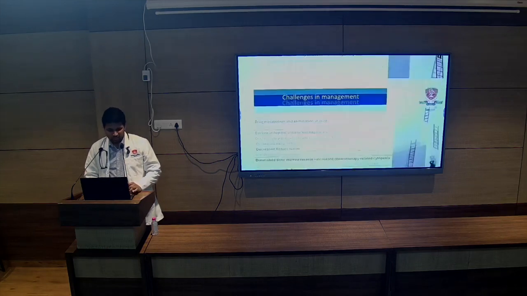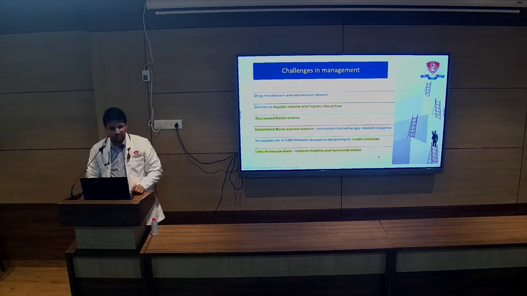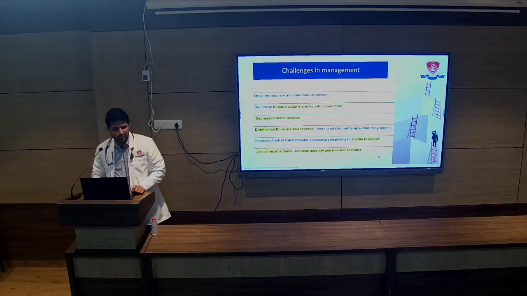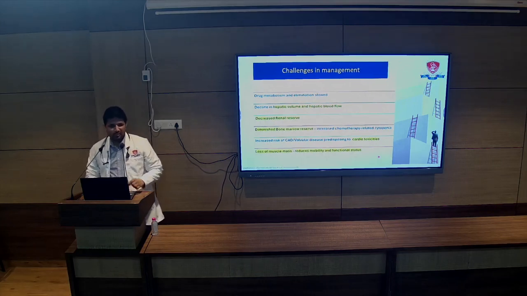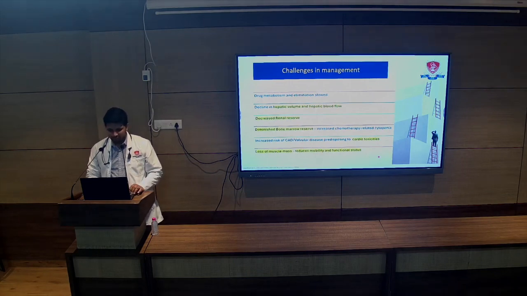And if we talk about aging-specific challenges, that can be due to altered or slowed metabolism, which can be due to reduced hepatic, renal or bone marrow reserve, and it can lead to increased chemotoxicity risk and cardiotoxicity. We also see increased prevalence of sarcopenia in these patients, and whenever these patients get chemotherapy, the sarcopenia prevalence and chances increase. It can reduce mobility and functional status, which is in itself a poor prognostic marker in oncology patients.